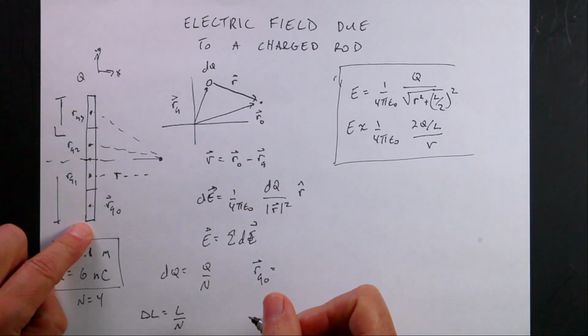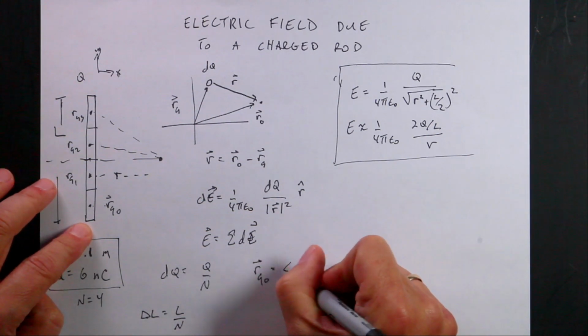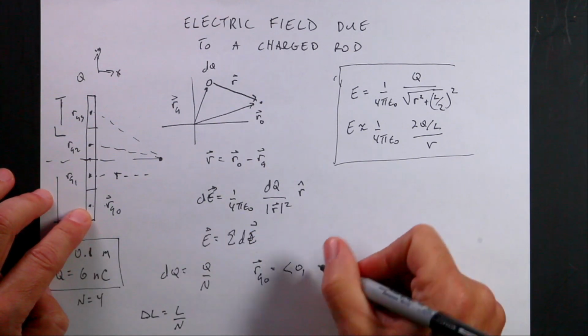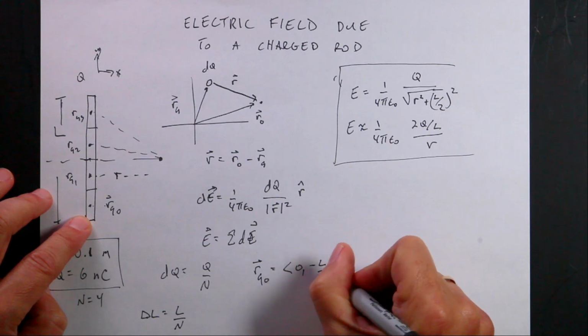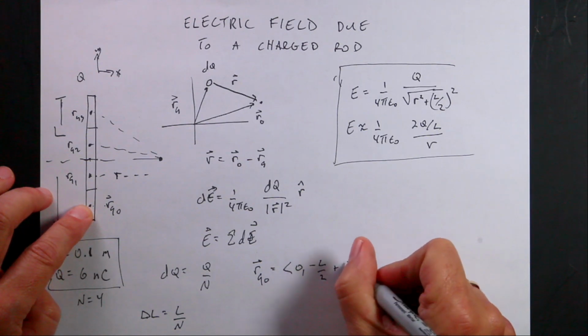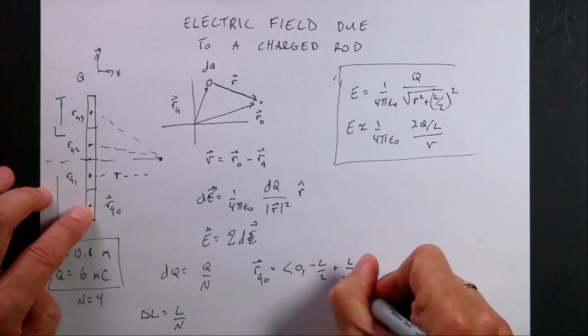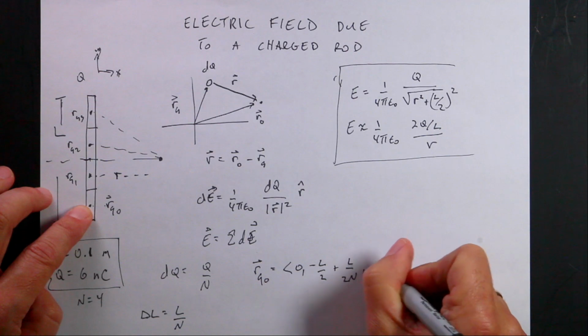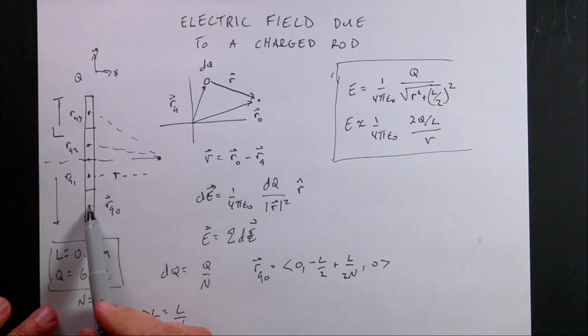And so down here, this is going to be equal to the vector. I'm going to put it as 0 in the x direction. It's on the x-axis. And then I have to go negative L over 2. And I have to go up half a step. So plus L over 2n. You see that? And then 0 z. So that would get me right there.